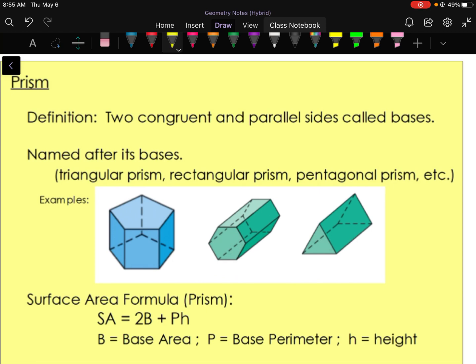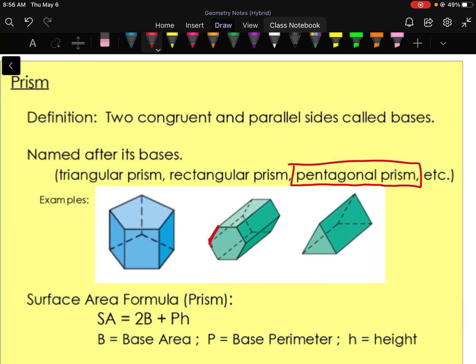Like I said, today's all about prisms, and the definition of a prism is just two congruent parallel sides called bases. That's what makes it a prism, and then we name it after its bases. Here you can see a few examples. This side here and this side down here are the bases. They're parallel to each other and they are the exact same shape, therefore it is a prism. You name it by its base. This base is a five-sided figure, so it would be a pentagon, a pentagonal prism.